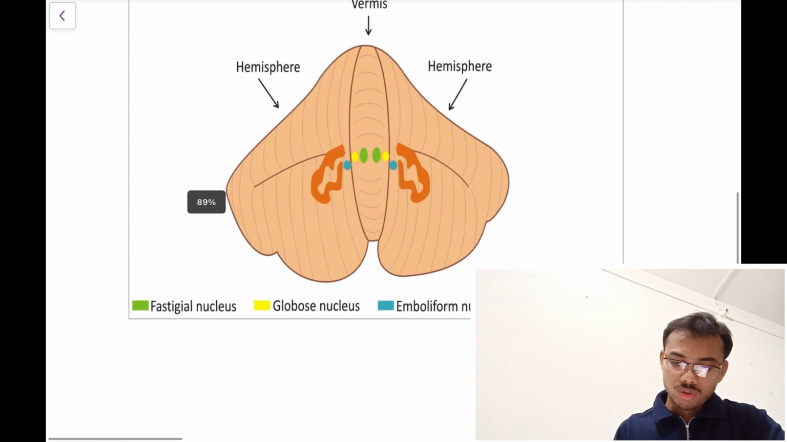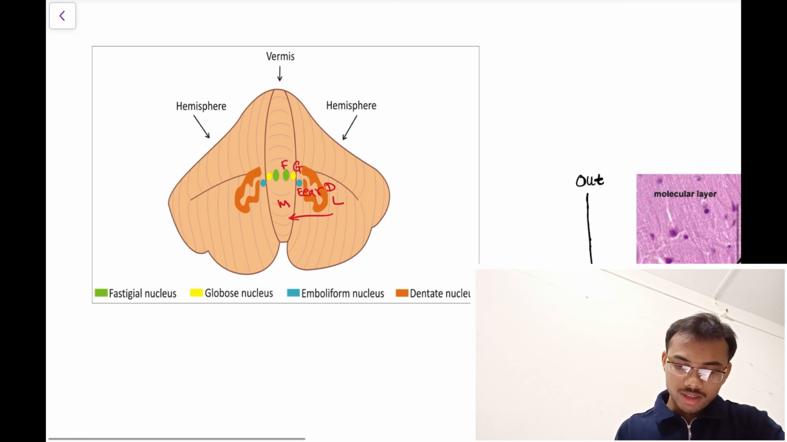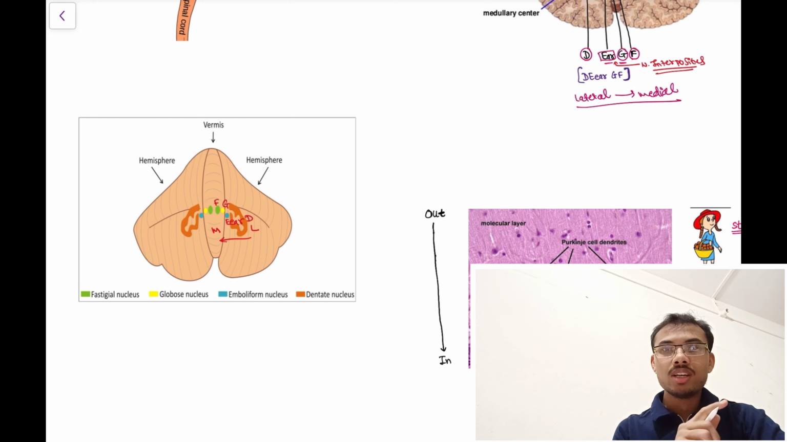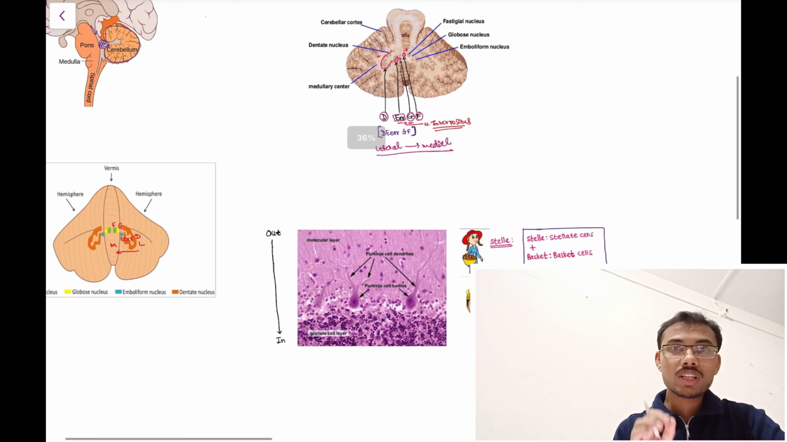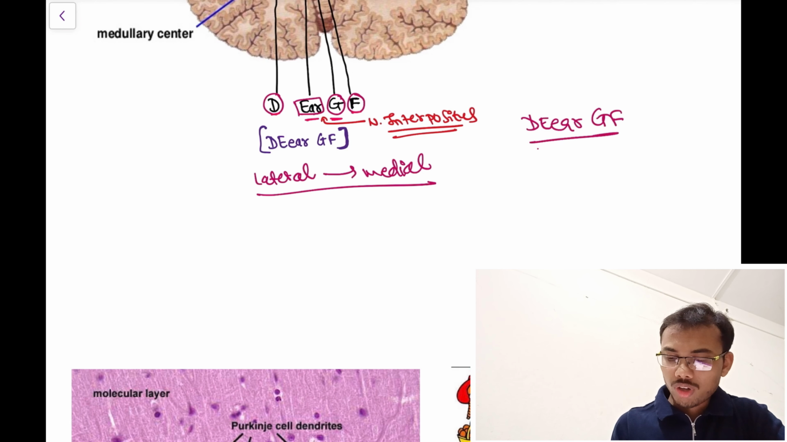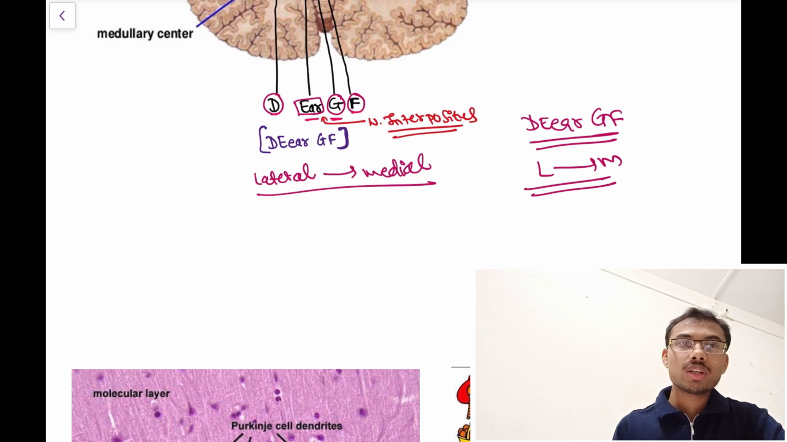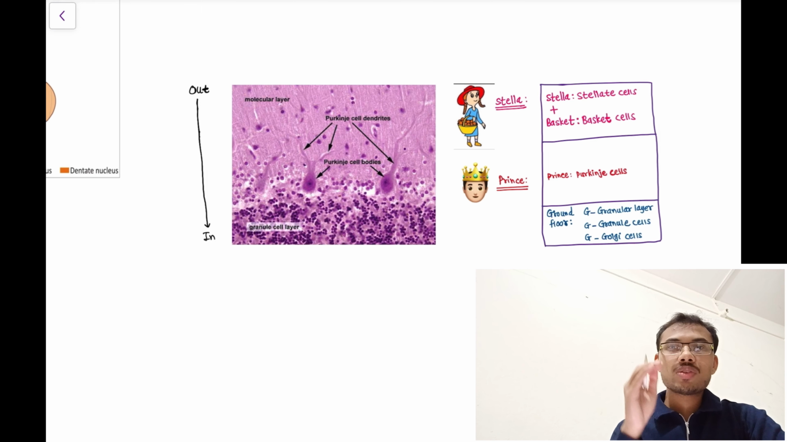Here is another diagram which shows these nuclei, from lateral to medial: dentate, emboliform, globus, and fastigial. So these are the four nuclei. Questions have been asked on this topic regarding the location of these nuclei, from lateral to medial or medial to lateral. So you have to remember the sequence. Our mnemonic is DEGF, from lateral to medial.